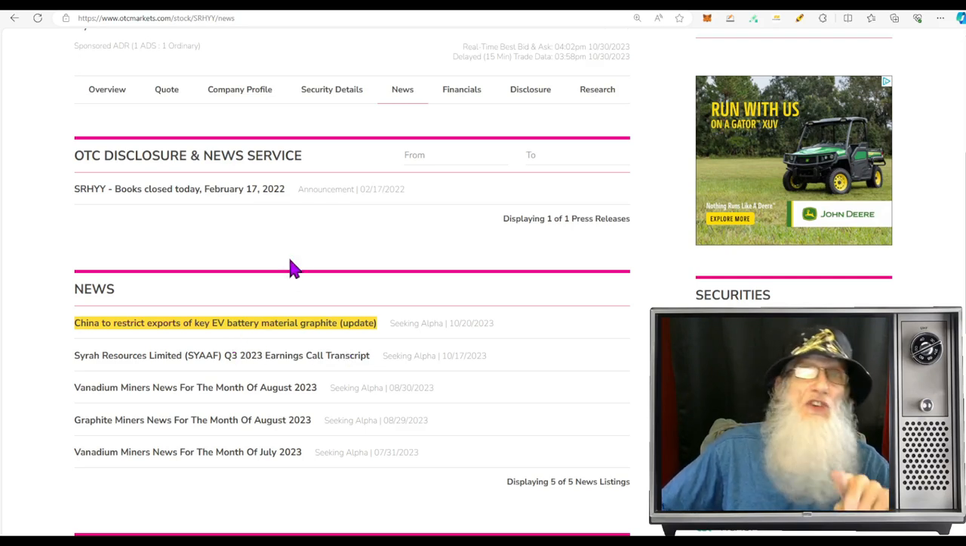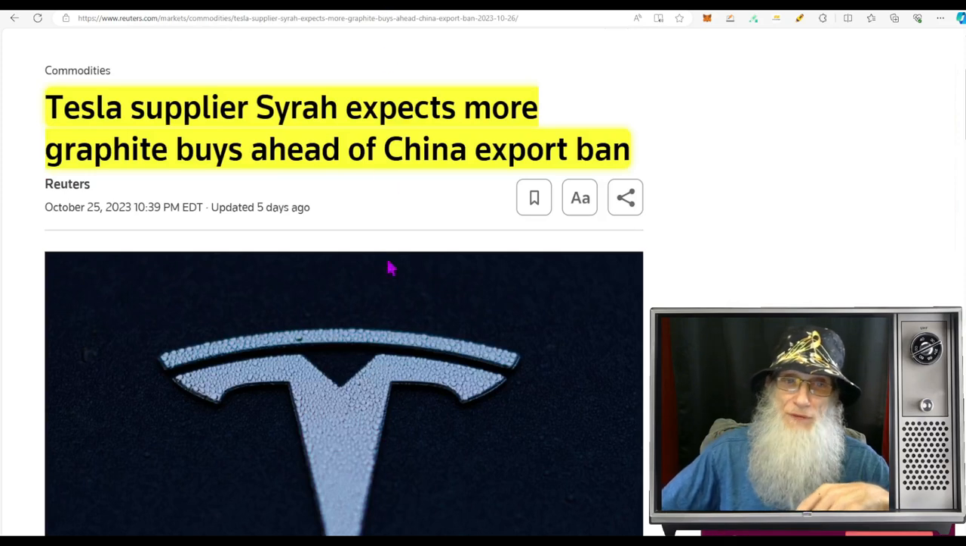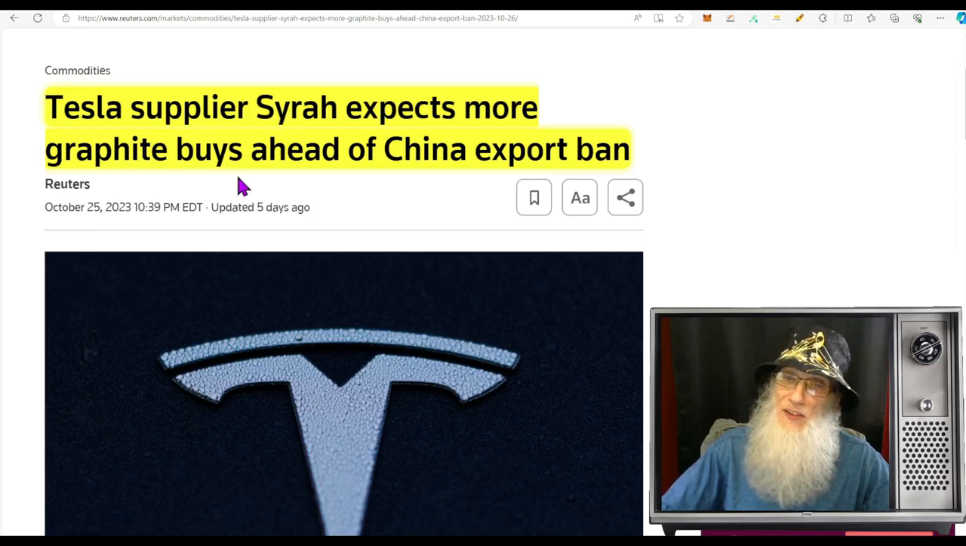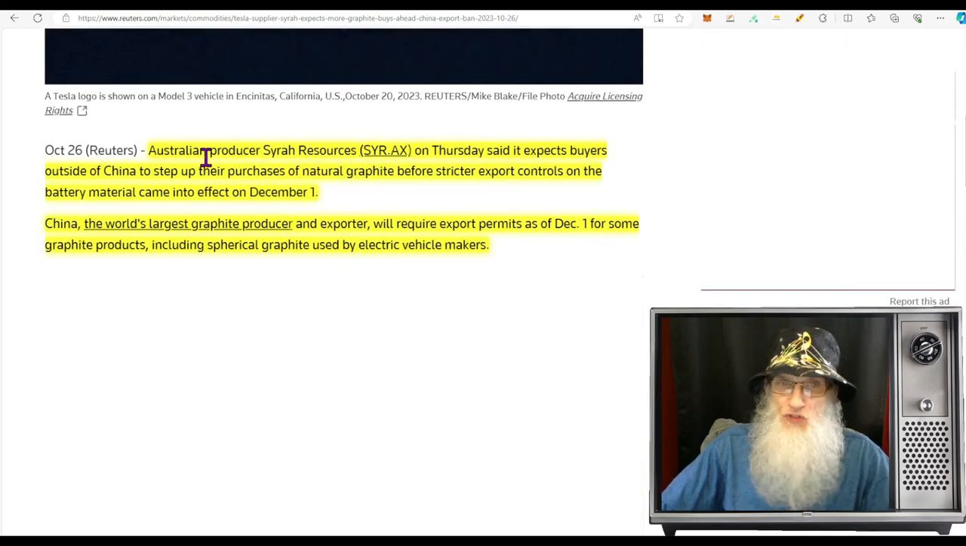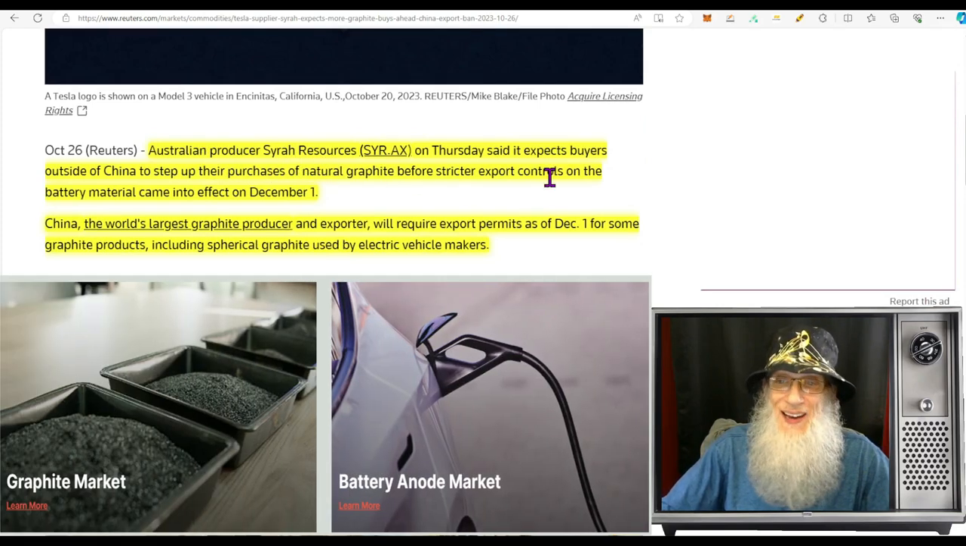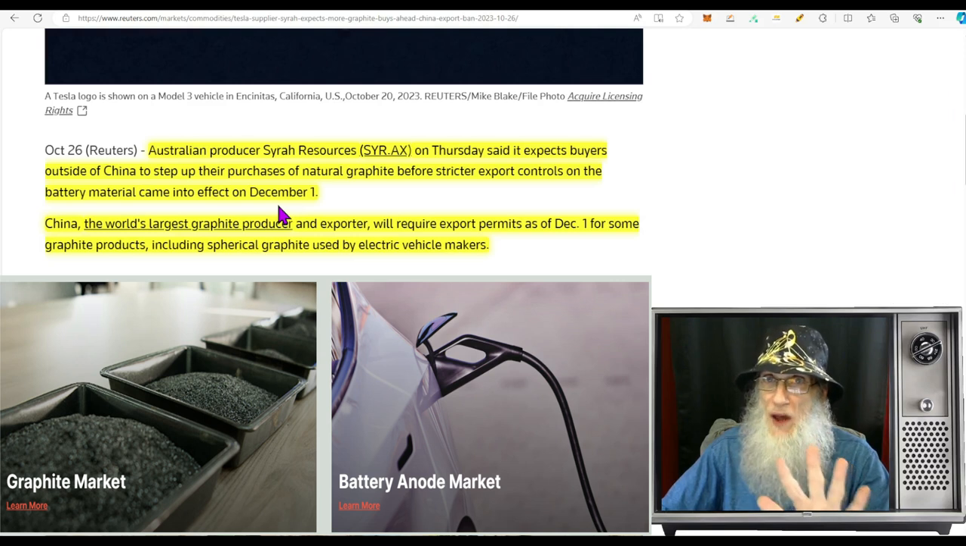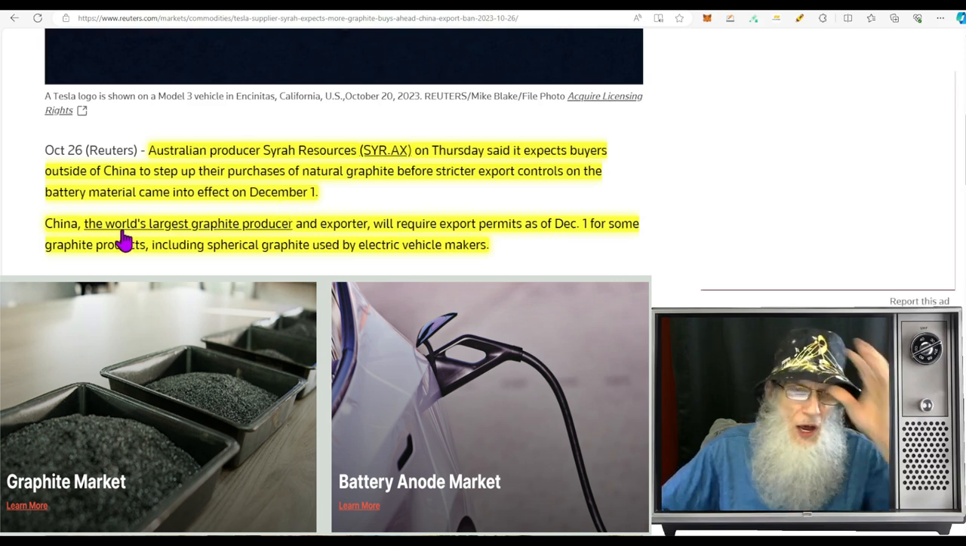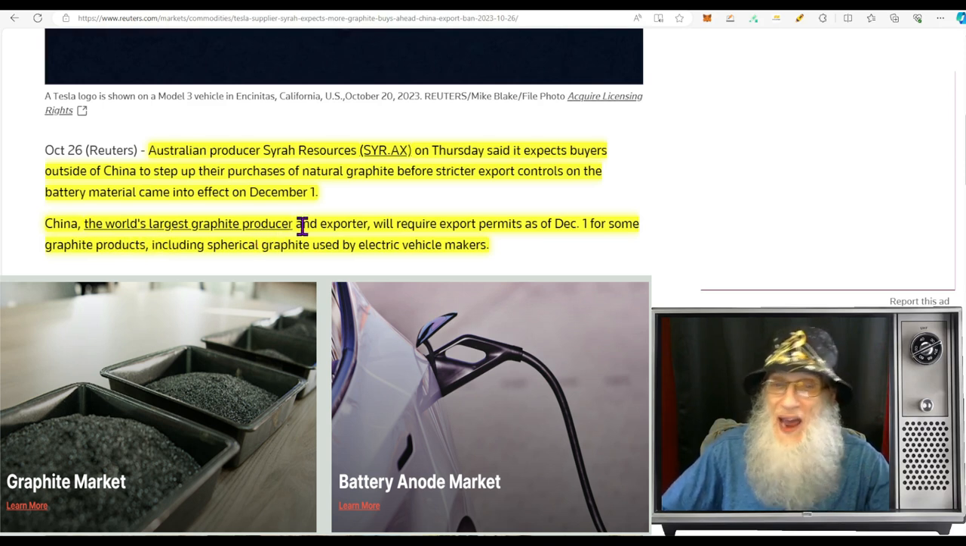But in relation to this, I do have two articles I found online that can give us some more information. Tesla supplier Sierra expects more graphite buys ahead of China export ban. Australian producer Sierra Resources on Thursday said it expects buyers outside of China to set up their purchases of natural graphite before stricter export controls on the battery material comes into effect on December 1st. We're talking 1 month away, folks. Watch graphite companies. China, the world's largest graphite producer and exporter, will require export permits as of December 1 for some graphite products, including spherical graphite used by electric vehicle makers.